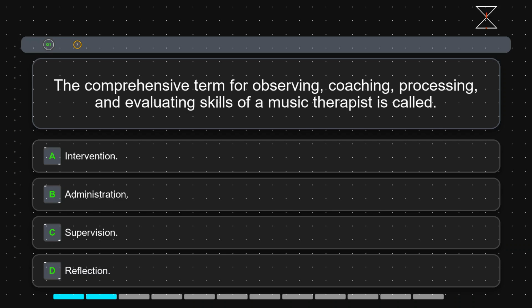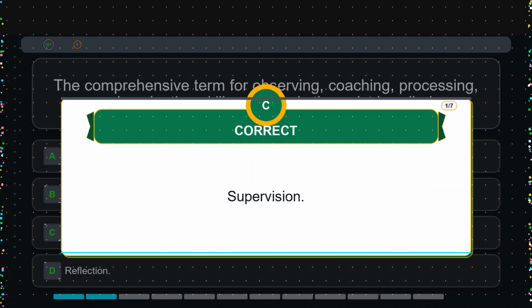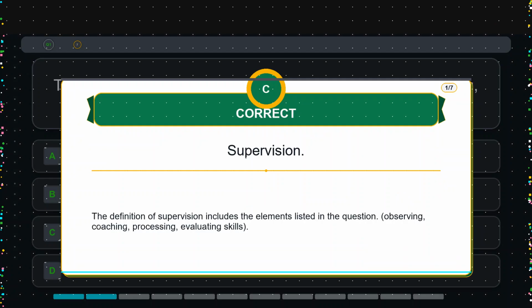Question 1. The comprehensive term for observing, coaching, processing, and evaluating skills of a music therapist is called Option A, intervention. Option B, administration. Option C, supervision. Option D, reflection. The correct answer is Option C, supervision. Explanation. The definition of supervision includes the elements listed in the question: observing, coaching, processing, evaluating skills.